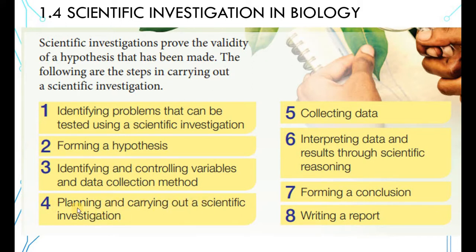So you have to plan or design the experiment and you have to carry out the experiment. Number 5, collecting data. So you have to collect the data, get the result. And then number 6, interpreting the data and results through scientific reasoning. So what do you mean by interpreting data? Interpreting refers to the process of reviewing or analyzing the data into meaningful information.